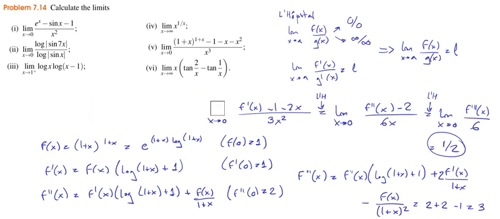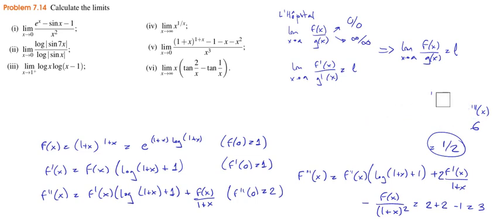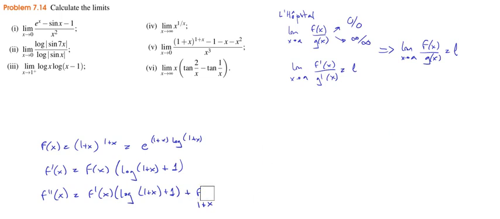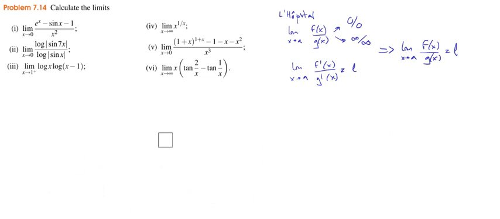And now let's do the last part. Six is the limit when x goes to infinity of x times the tangent of 2 over x minus the tangent of 1 over x. Okay. And I think for me the easiest way to do this one is to actually change the variable.